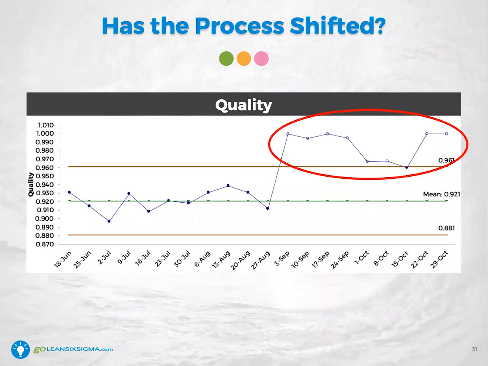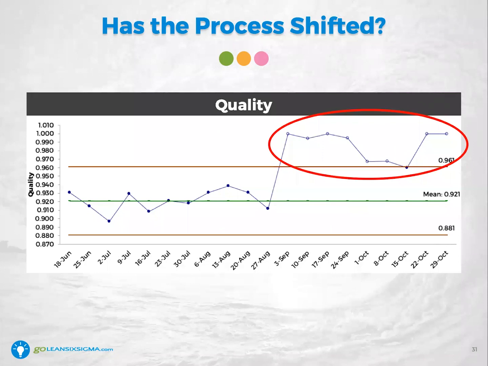Now it looks like the process has shifted. We collected a few more weeks of data, and we've got another signal of special cause. The process signal is a shift, which in this case is good, right? Quality shifted up. This is what we wanted to see after we applied our countermeasures. And this means the process has truly changed, which means the average is no longer 92%, and the upper and the lower control limits have also changed. So when this happens, it's time to display the old process separately from the new process, right? It isn't really the same process anymore.